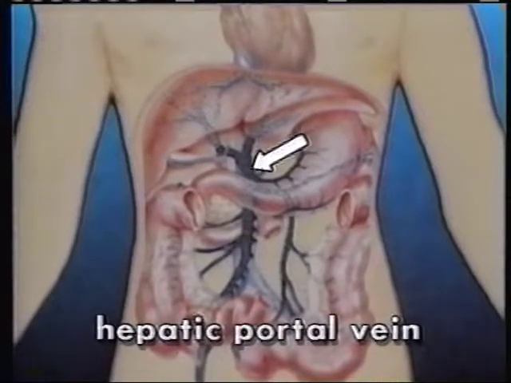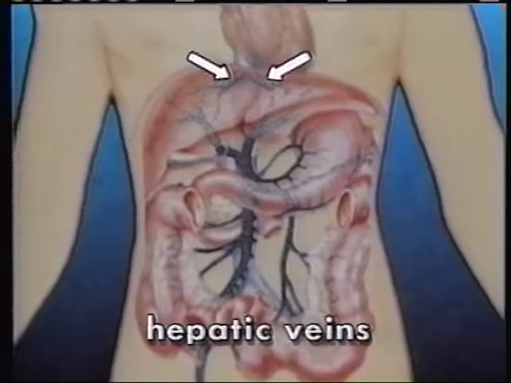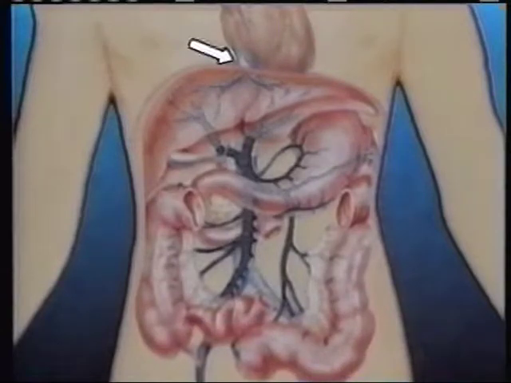This large vein conducts blood into the liver for nutrient and waste processing. After circulation through the liver sinusoids, venous blood is transported from the liver by the hepatic veins to the inferior vena cava, which returns it to the heart.